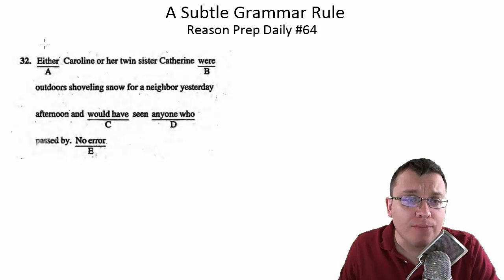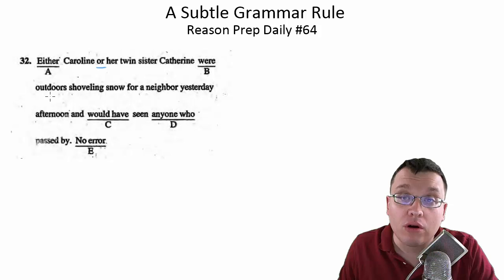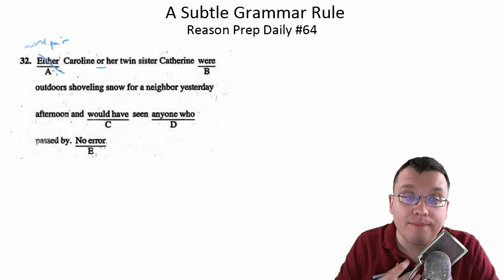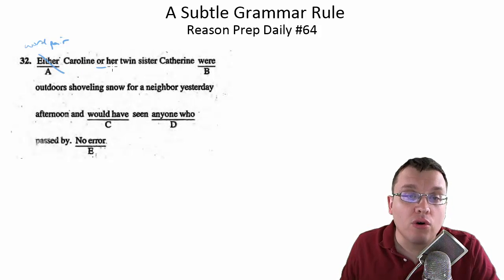So A, either. Well, notice either is linked with or, so that's good. We need to have either and or together. That's a word pair. So because it is there, it's intact, it's used properly, we're fine with A. Either Caroline or her twin sister Catherine were outdoors shoveling snow.